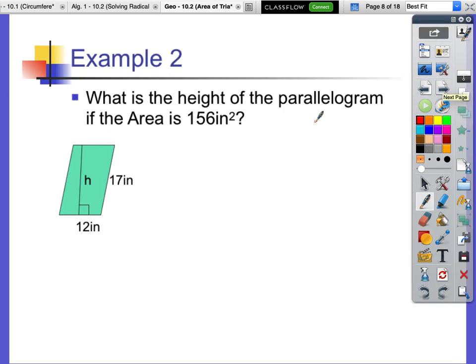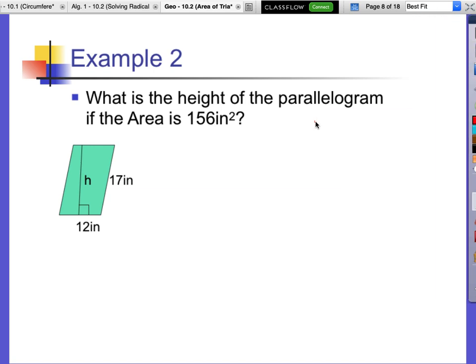Okay, let's do this one. Find the height of the parallelogram if the area is 156 square inches. If the area is 156 square inches, let's find the height. We don't know how to do that. Parallelogram. Take our formula and reverse engineer.